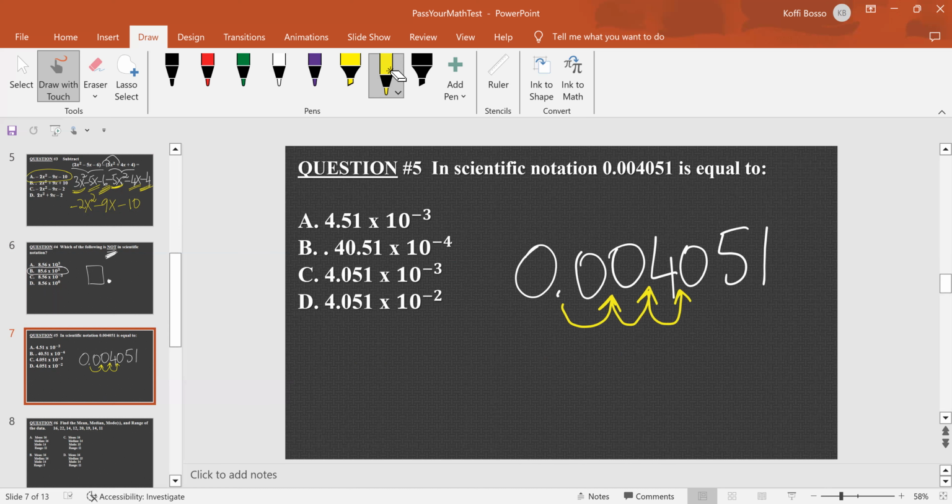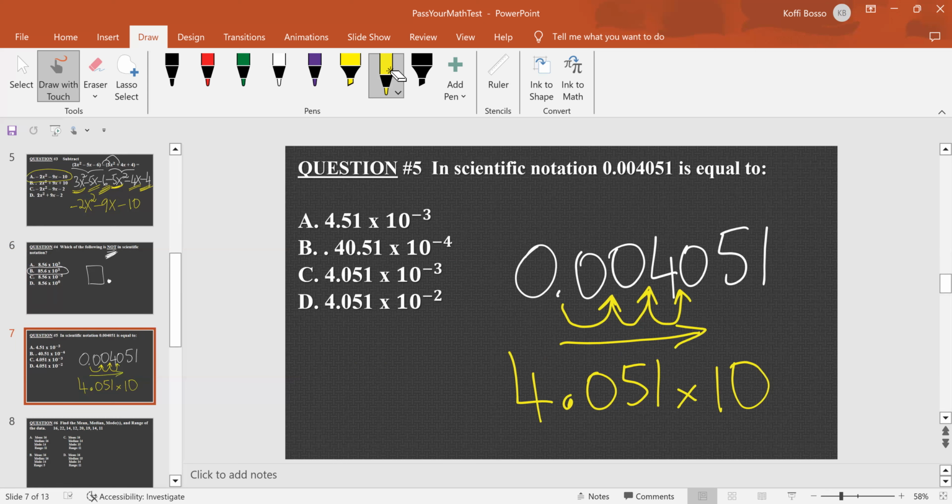And that first digit will be before the decimal. So I'm going to have 4.051 multiplied by 10 raised to. Now, this is the key. When you are moving the decimal point to the right, the power will be negative. So, because we move it 3 places, the power will be negative 3.